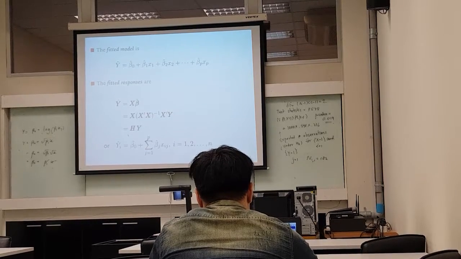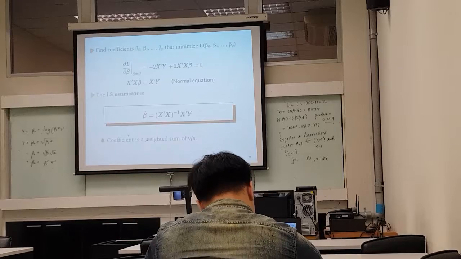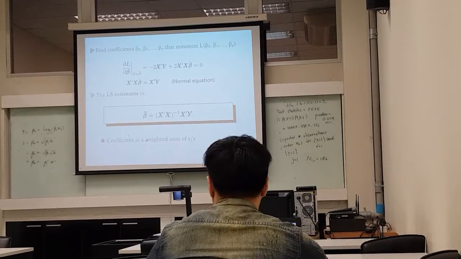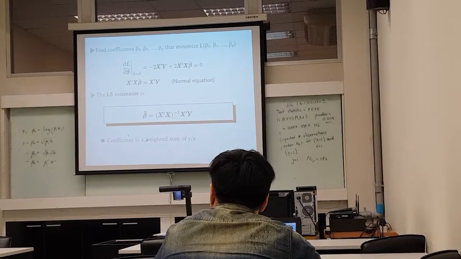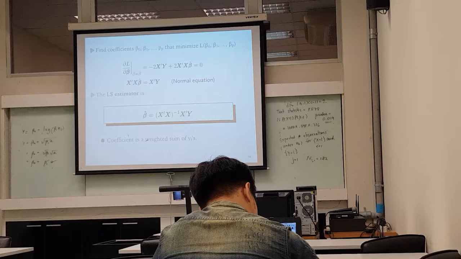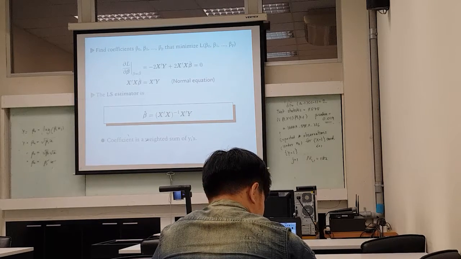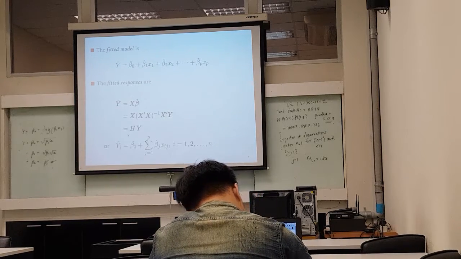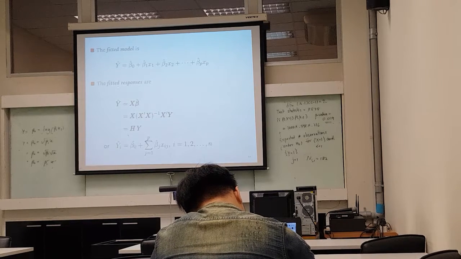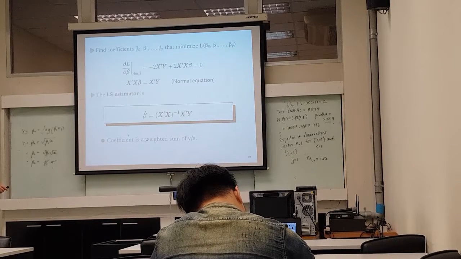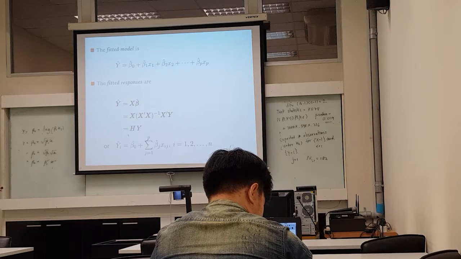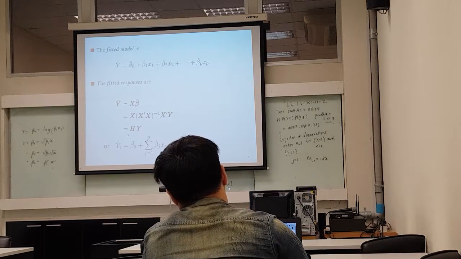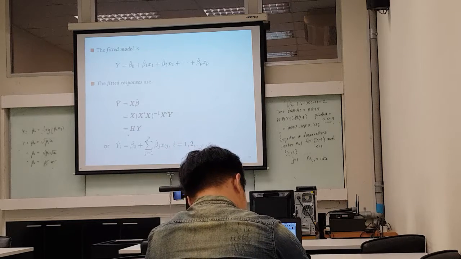So now your fitted model becomes this one. Hat means a fitted coefficient. If the value without hat is the actual unknown coefficient, if you put a hat above, it means that is a fitted coefficient. So the fitted mean response is just x beta. Just plug in beta hat from this one, and you will get the fitted mean response.